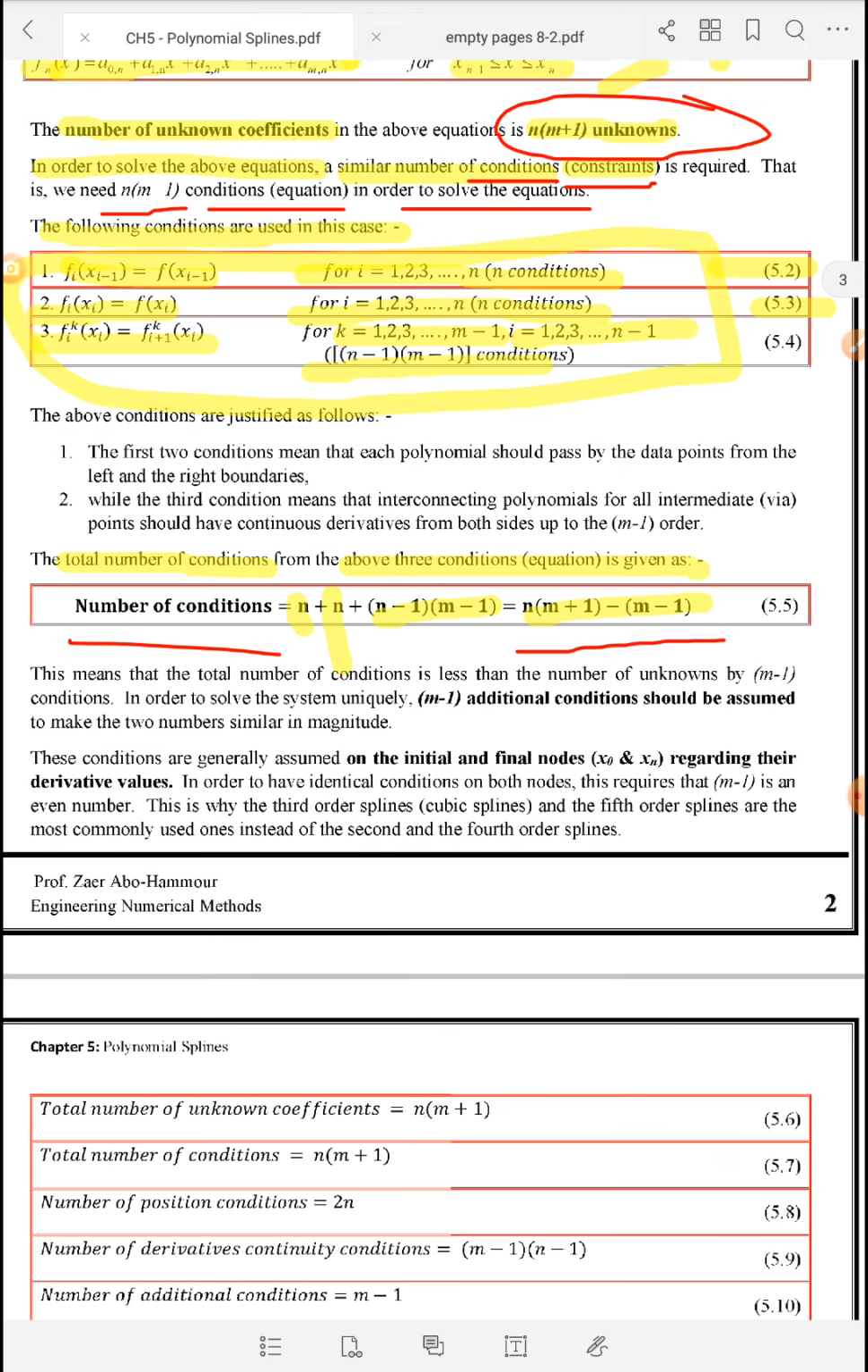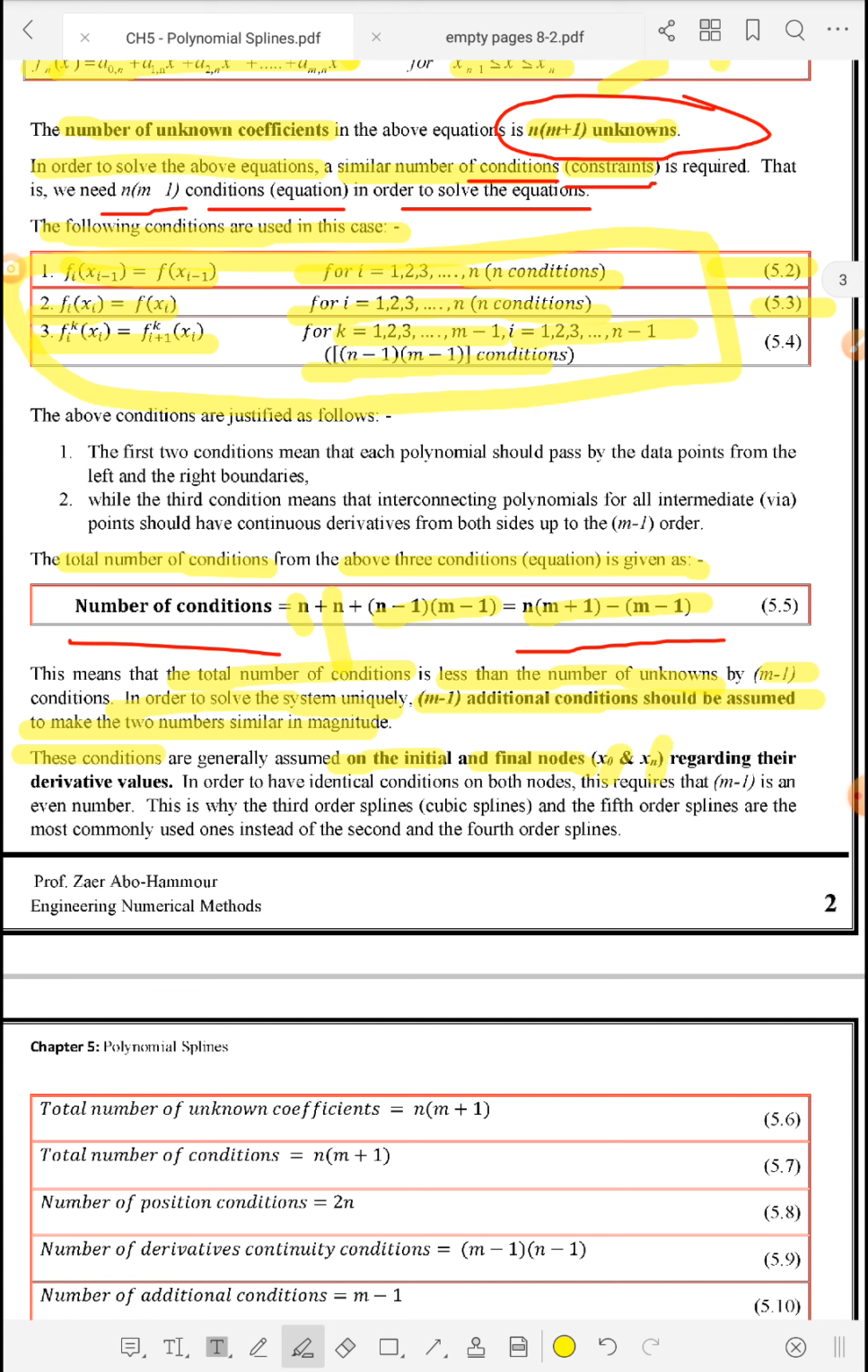So here it's written that the total number of conditions is less than the total number of unknowns by m minus 1. In order to solve the system uniquely, m minus 1 additional conditions should be assumed in order to make the number of equations and the number of unknowns the same. These additional conditions, which are m minus 1 conditions, are generally added on the initial node and the final node. What do we mean?